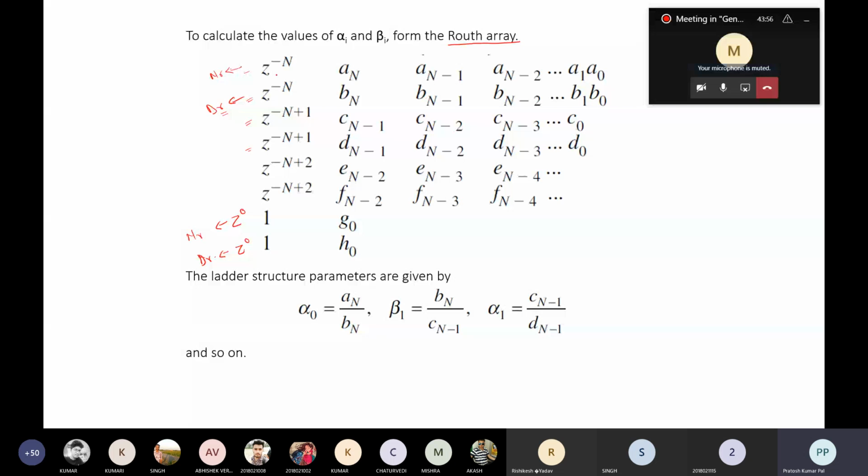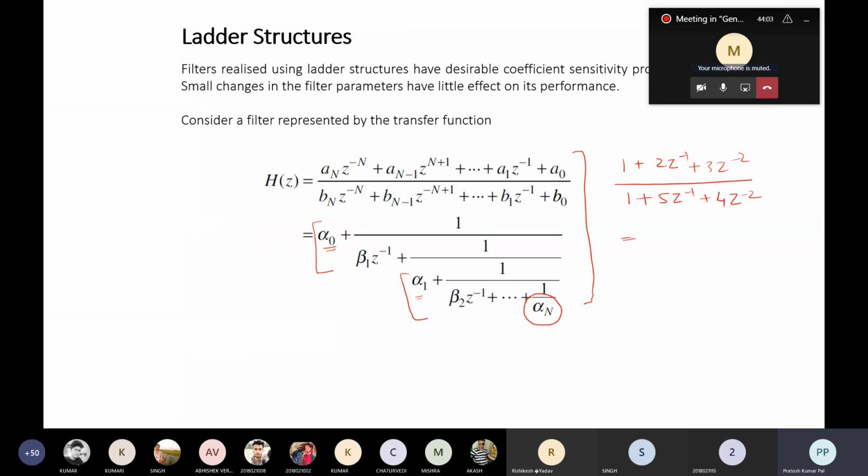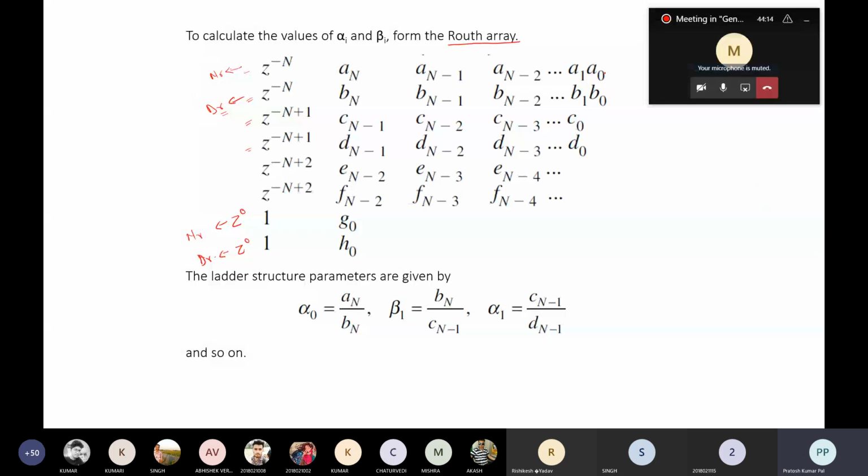So how are these values written? Whatever the coefficient of z to the power minus n is, that will be written there. So alpha n is there, alpha n minus 1 is there. So we will be writing the coefficients, that means the coefficient of the highest power z to the power minus n, and then the coefficient of the next lower power, and so on. Similarly for the numerator and denominator. Once we have written the denominator and numerator coefficients, up to here it will be given in the question, and these are the values we need to find out.